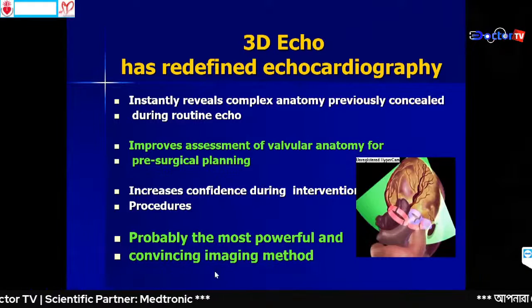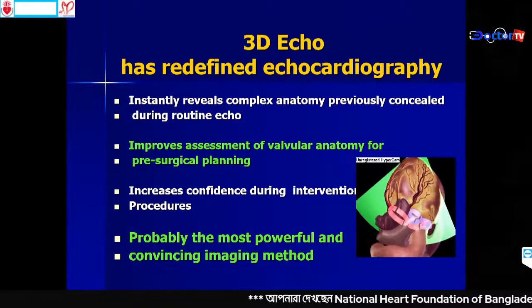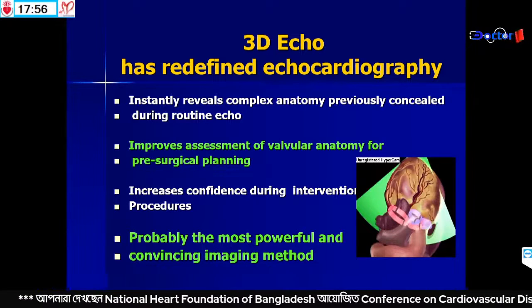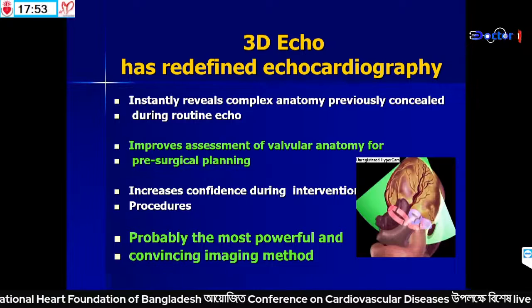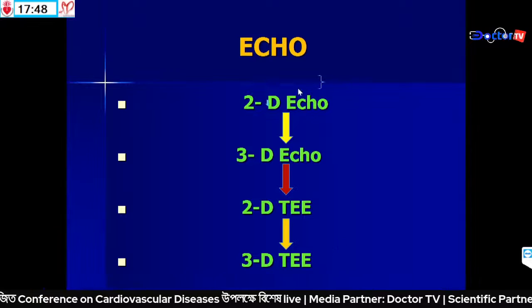Okay, let us see. So we'll be discussing mainly the 3D echo, considering only the mitral valve, because it improves the assessment of valvular anatomy for pre-surgical planning. At present, this is the most powerful and convincing imaging method before any intervention, because no intervention is complete without transesophageal echo and 3D echo. It gives you the complete anatomy, physiology, hemodynamics, and many other information, and they are all interconnected.